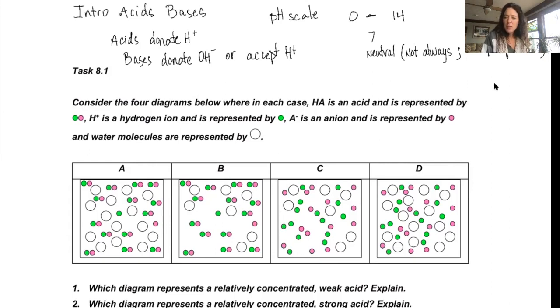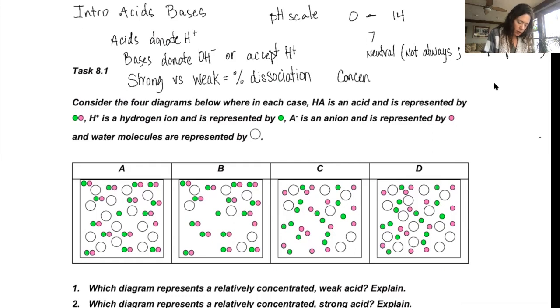I'm just thinking of what else I might need to say before we get started. We know that strong versus weak is based off of percent dissociation, right? So if it's strong, it's 100% dissociation. Strong does not mean concentrated, all right? Concentrated versus dilute has to do with moles per liter, is concerned with the moles of H or OH. Oops, that's not a negative, per liter.